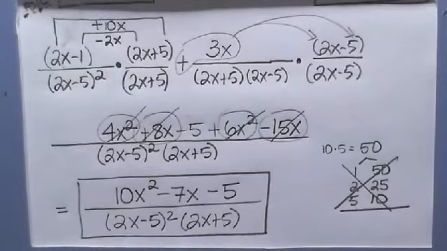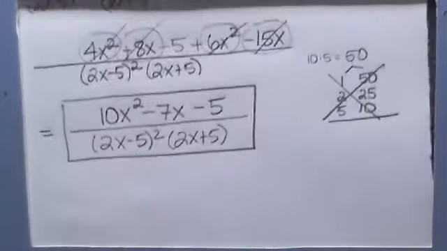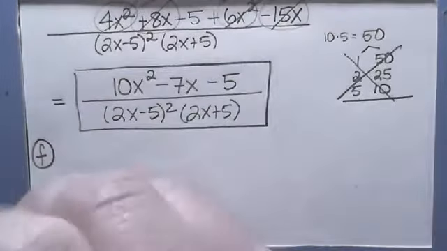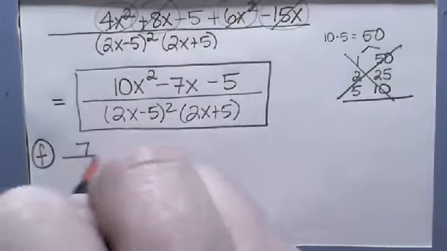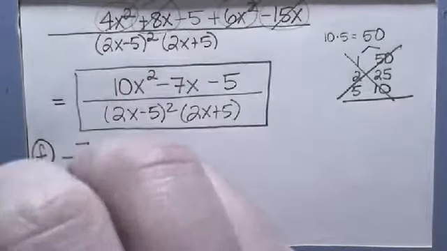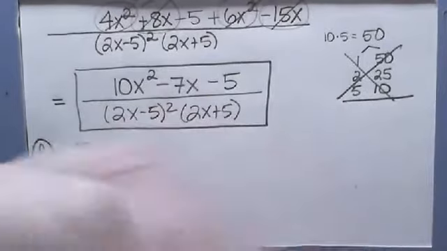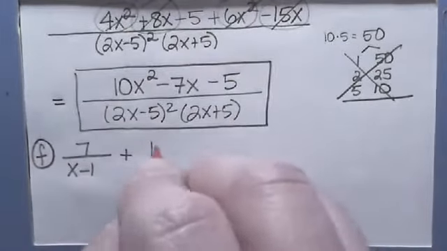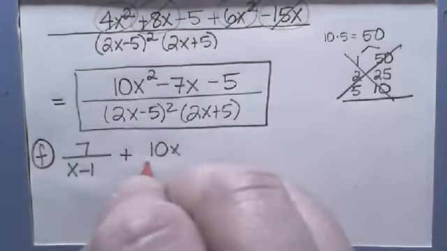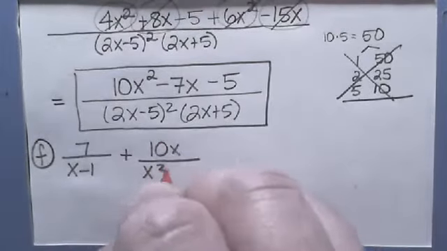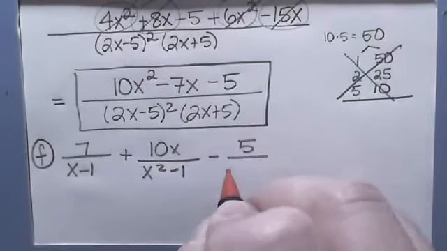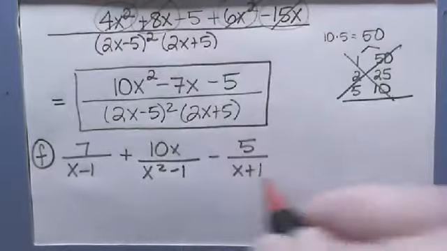Alright. So now we're ready for our final and last example. Okay, it will be letter F. And this will be 7 over x minus 1, plus 10x over x squared minus 1, minus 5 over x plus 1.